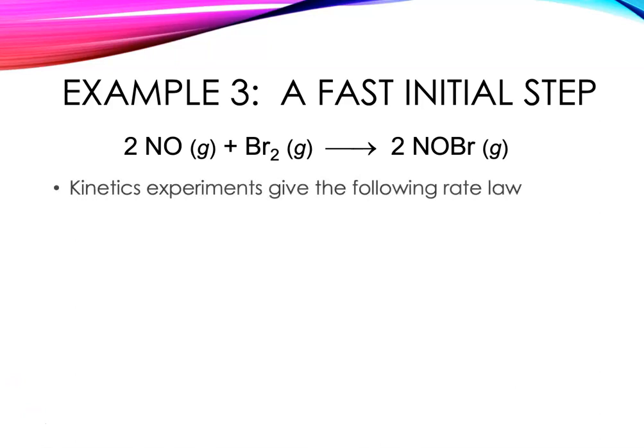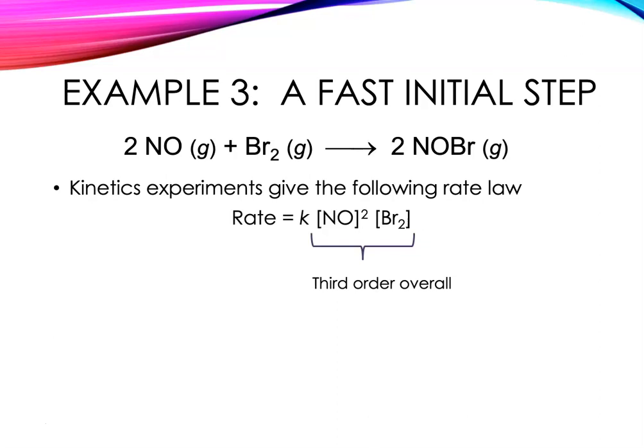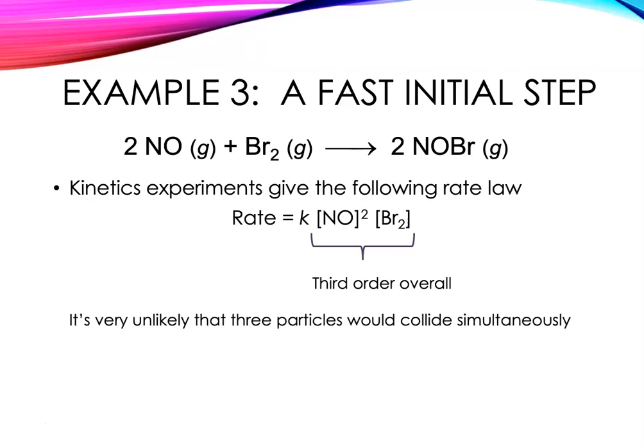All right, so we have this equation, 2NO reacts with bromine to make 2NOBr. And kinetics experiments that we're not going to go through give the following rate law. It tells us that it's second order in NO and first order in bromine, right? Third order overall. Now, if this reaction were to occur in a single step, that would be telling us that, right, it's a termolecular elementary step, 3 particles colliding simultaneously.